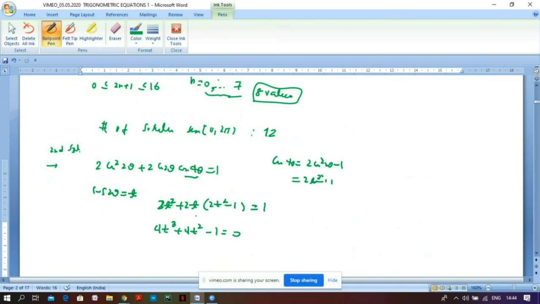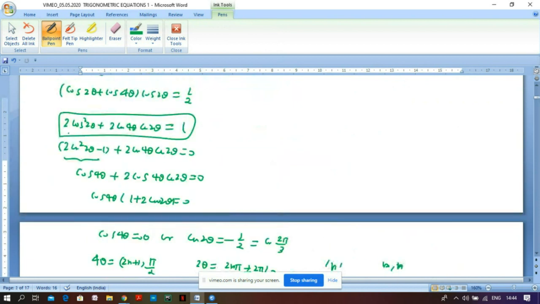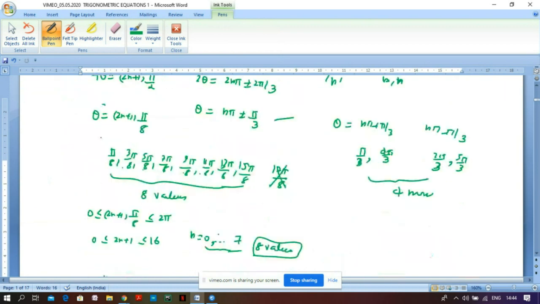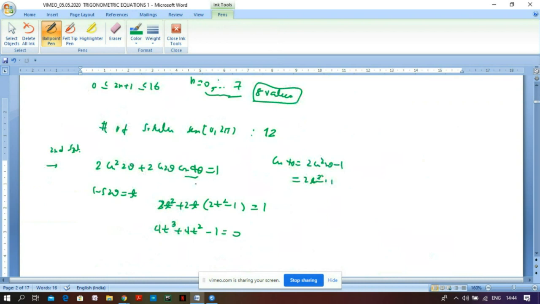This is 2t squared, so this is 2 cos 2 theta. That's here 2 cos squared 2 theta. So 2 cos squared 2 theta plus 2 cos 4 theta times cos 2 theta equal to 1. So we are getting 2 cos squared 2 theta, that is 2 times t squared. And then this is your 2 cos 4 theta, 2t, and then 2t squared minus 1. So you will get this kind of thing.